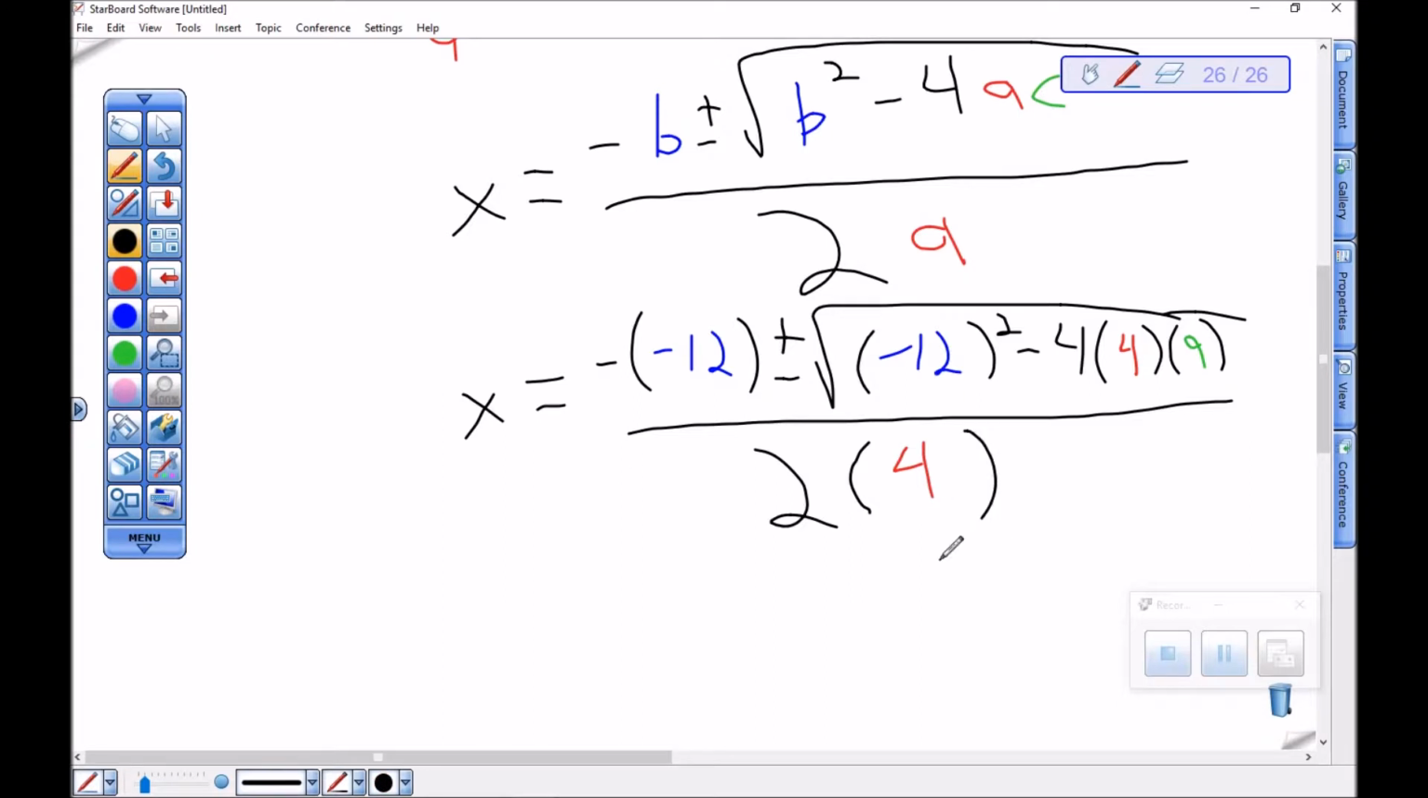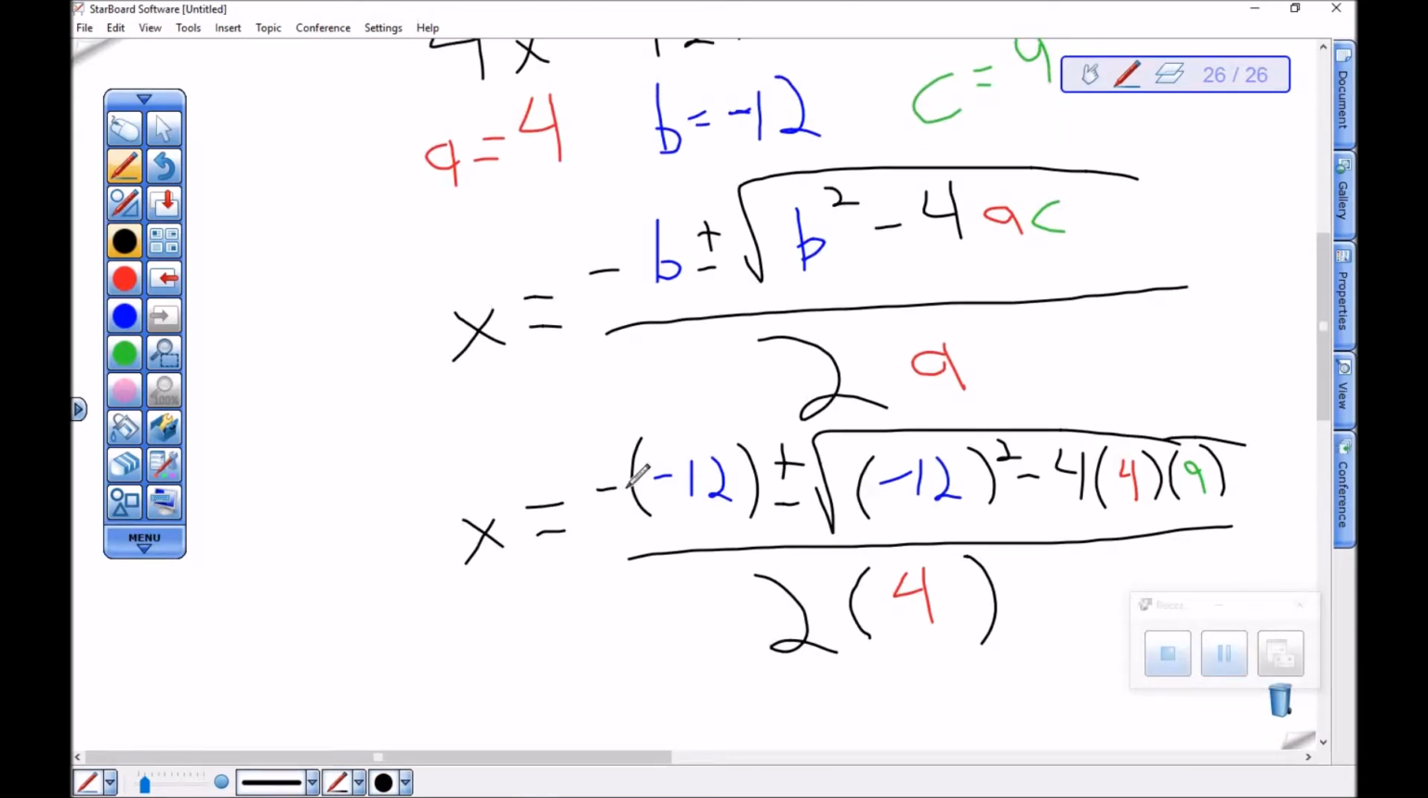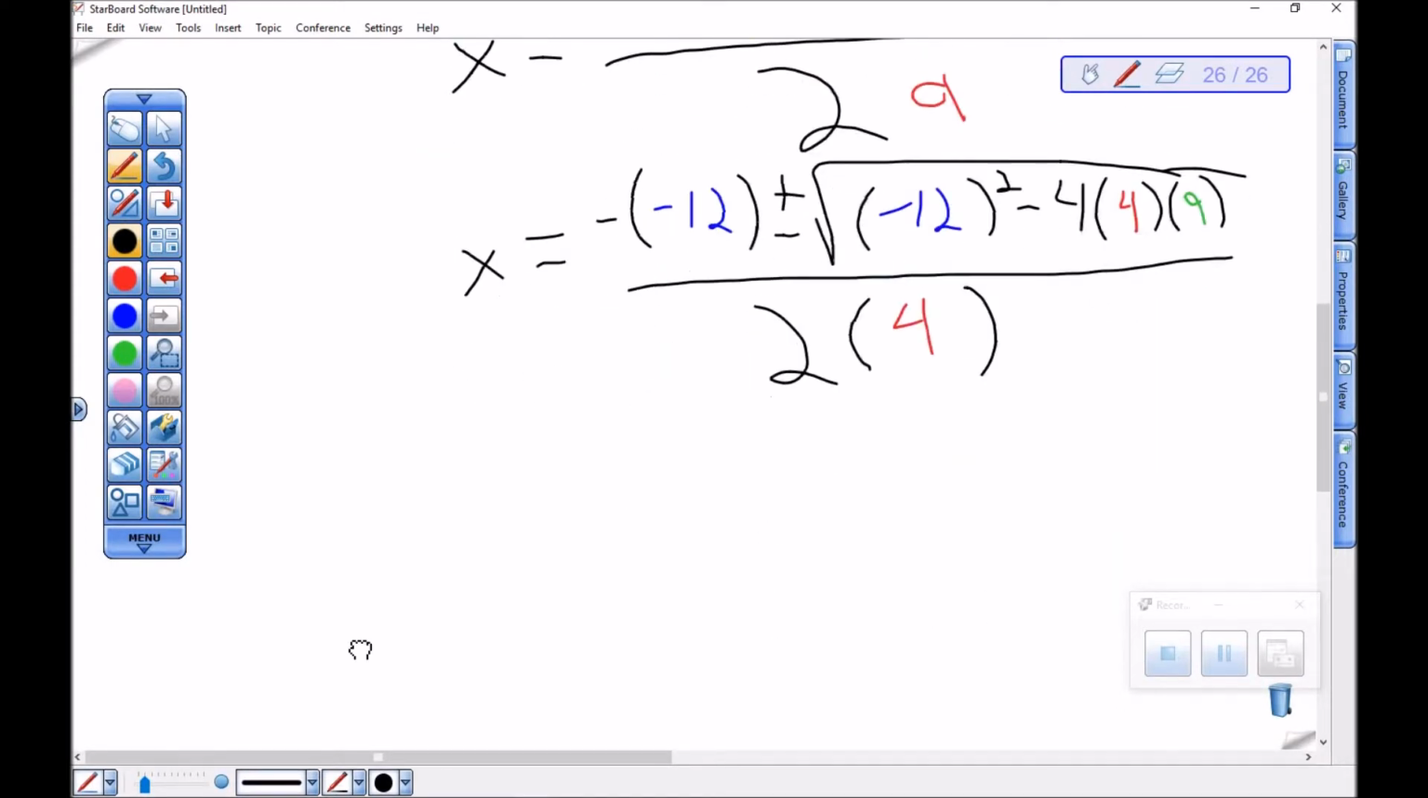Okay, checking my pretty colors. Here I see that a was 4. It ended up in the two spots that a should. b is negative 12. It's in the right places with parentheses because it was negative, to make sure I don't mess that up. And then c was 9. It's in the one spot it should be. So let's start to simplify this expression.